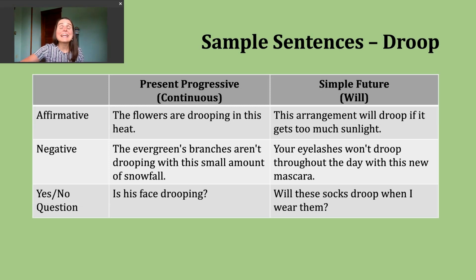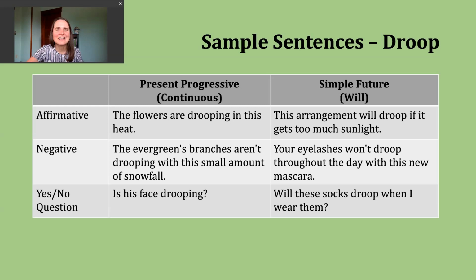Okay. Now, if I want to make a negative sentence in the simple future, I start with my subject, I use will not, and then the base verb. You might also hear the contraction won't. You can see that in my example here. Your eyelashes won't droop throughout the day with this new mascara. Okay. You might see a sentence like this in advertising, right? This is makeup we wear on our eyelashes, right? And so it's that idea of like they're going to stay curled, they're going to stay up, they're not going to fall, right? This would be an example of a promise a particular company is making.